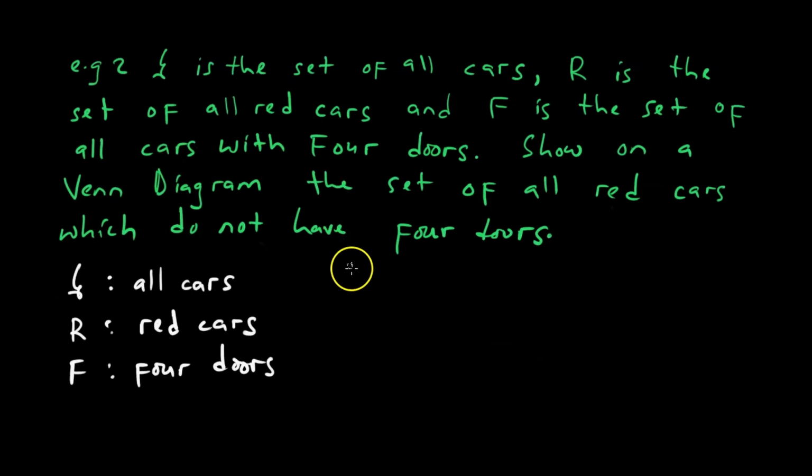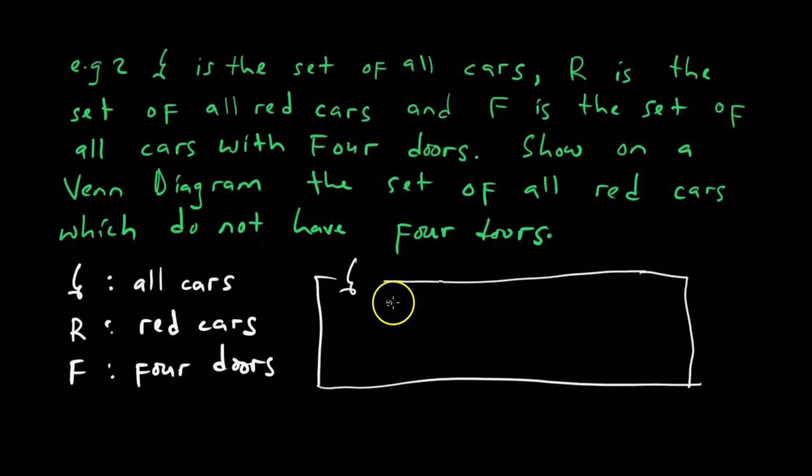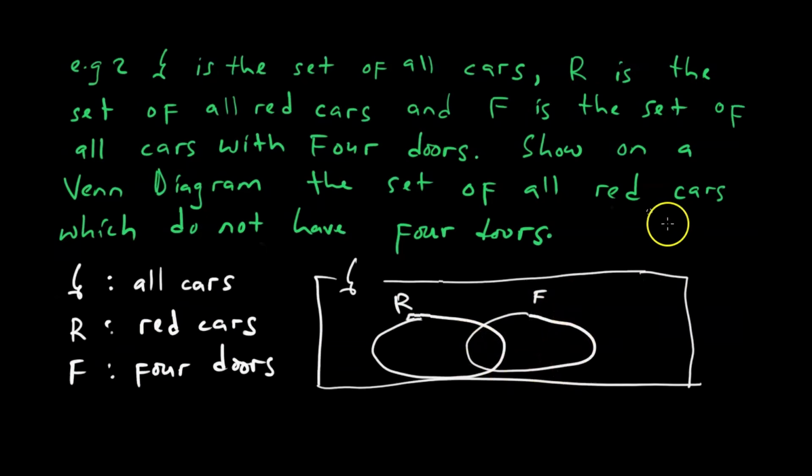So if we draw the Venn diagram like this, we have subset R, then we have subset F. We are going to assume that there is an intersection. Then reading our question, we have to show on a Venn diagram the set of all red cars which do not have 4 doors. So in essence, our question is asking for a complement. But the complement of what?